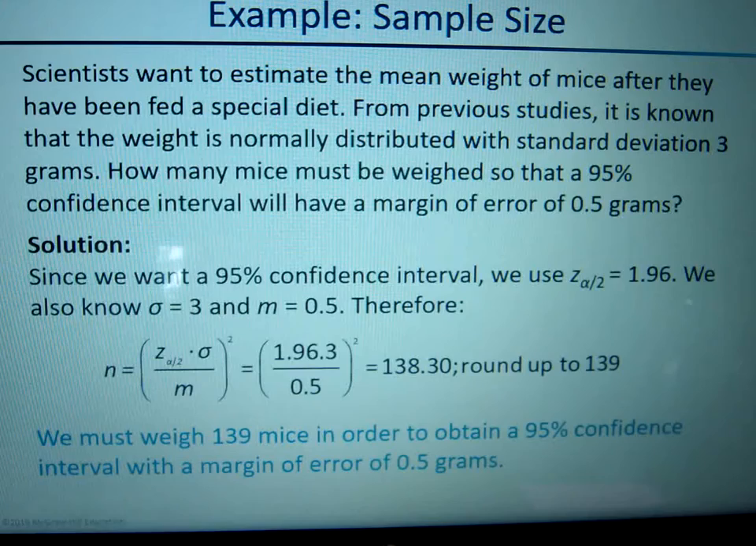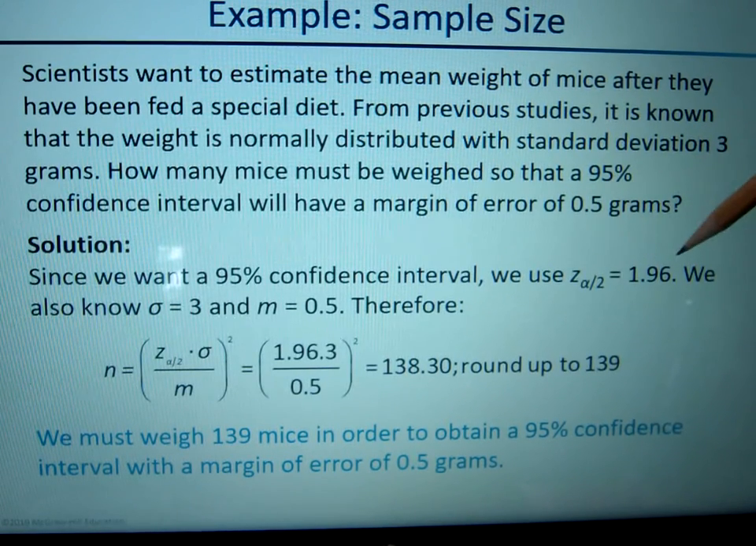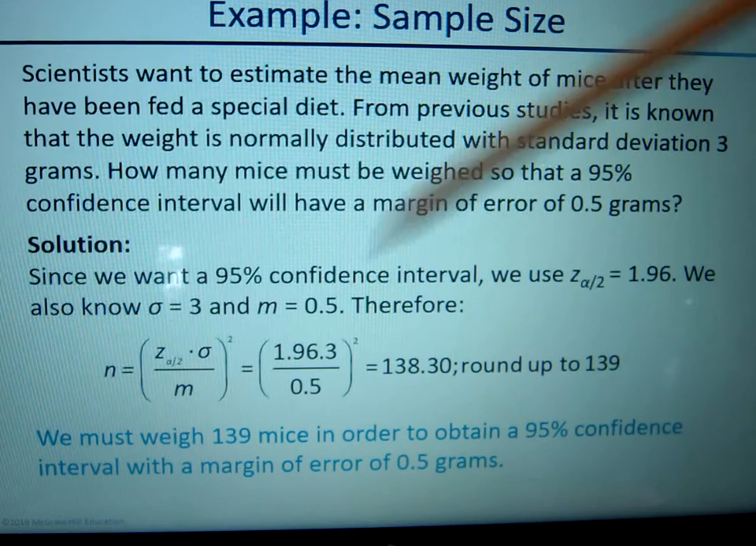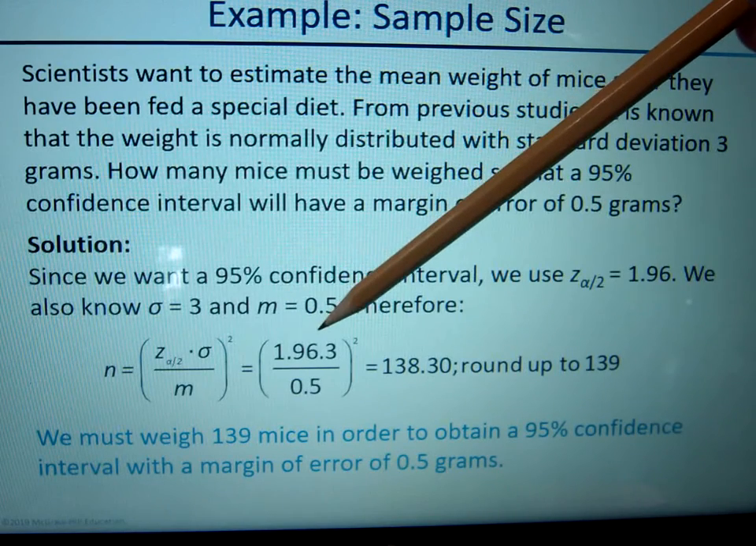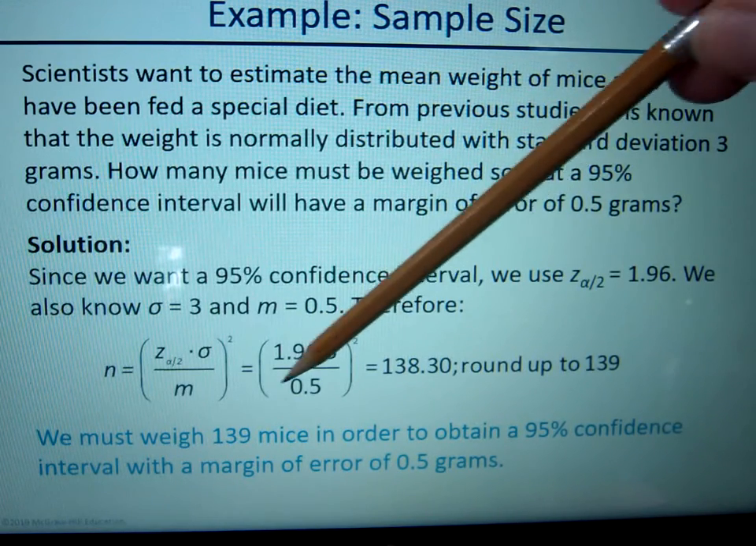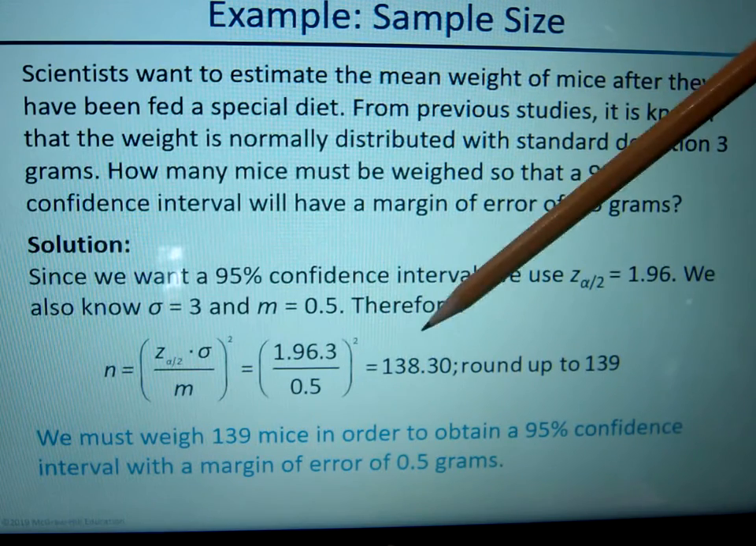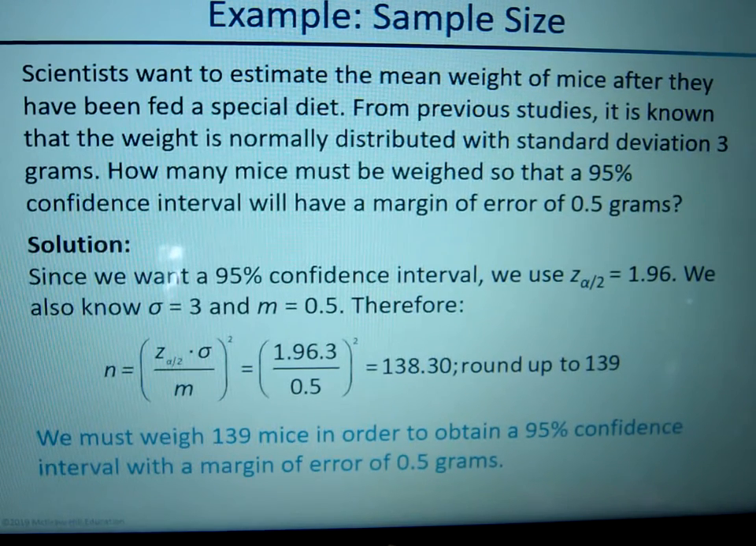Since we want a 95% confidence interval, we'll use the value 1.96, which we already know. We also will use our standard deviation of 3 that was given to us and our margin of error, which is 0.5. Once we put these values in, we will have 1.96 times our 3 all over 0.5, and then we're going to square that. So we get 138.3, but we're going to round that up to 139. So we must weigh 139 mice in order to retain the confidence interval with a margin of 0.5 grams.